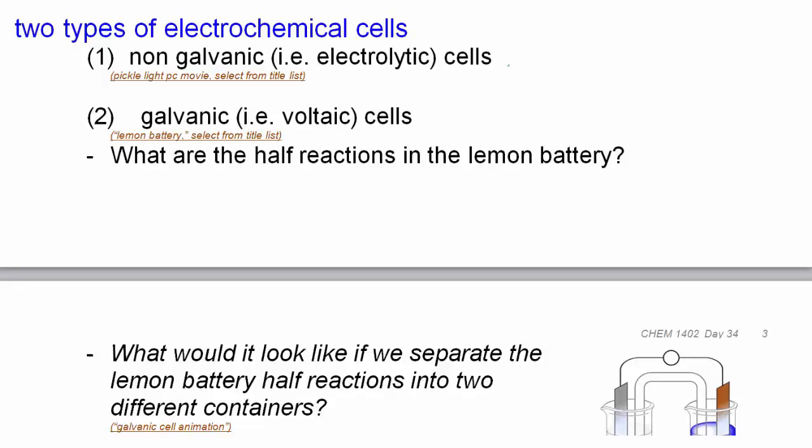So non-galvanic cells, it's like plugging a pickle into the wall socket. So you have to force it to happen. You can't make a battery out of that. This type, galvanic cells, are much more useful. They happen naturally. These electrochemical reactions occur naturally. You can produce electricity, like a battery.